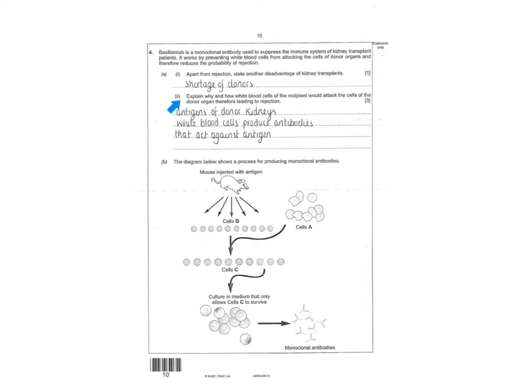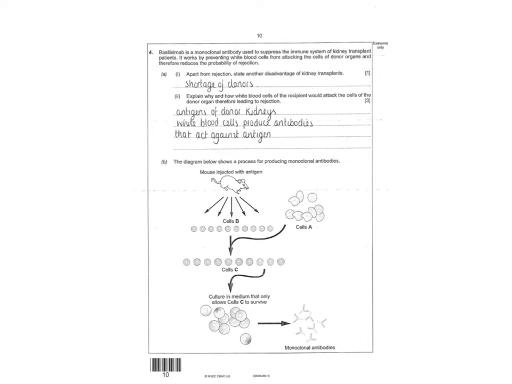Explain why and how white blood cells of the recipient would attack the cells of the organ donor, therefore leading to rejection. Because on the donor kidneys, there's going to be antigens. The lymphocytes are going to produce antibodies, and they're going to attach to the foreign antigen and attack it.